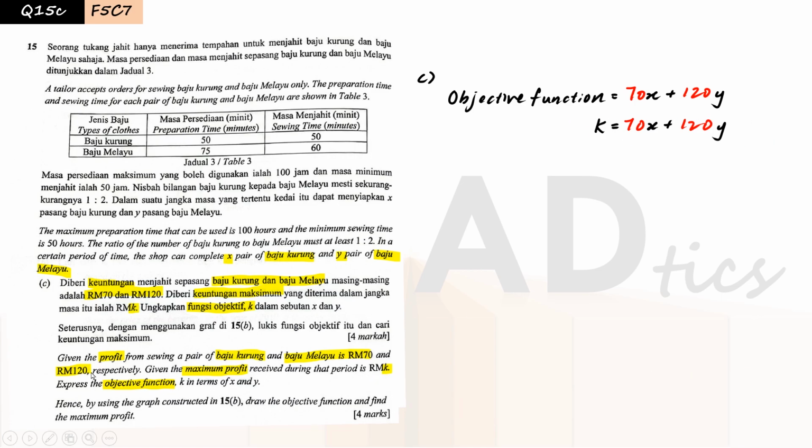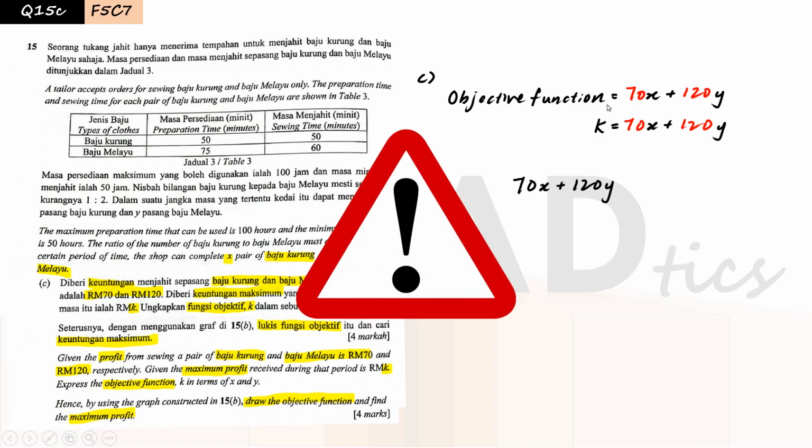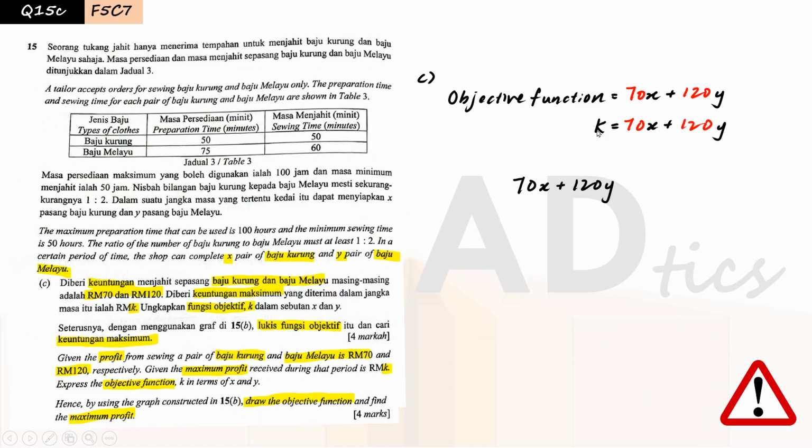Okay, so let's continue this question. It says that hence, using the graph in part B, we need to draw the objective function and find the maximum profit. So to draw the objective function, we can use this equation, right? But here there's an issue because there's this K. K can be any value here, which is also a good thing for us when we are drawing the line.